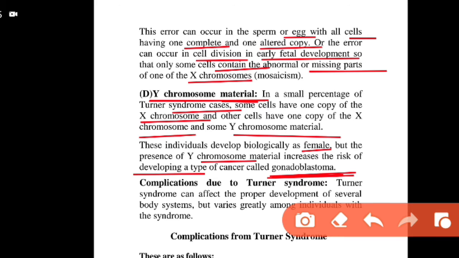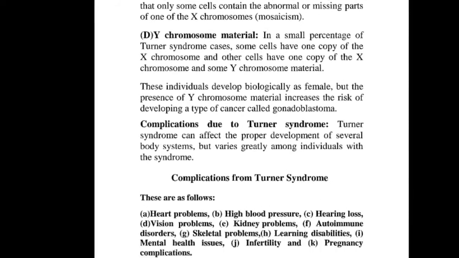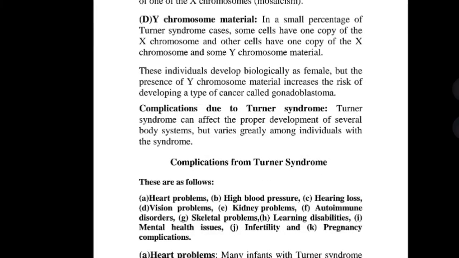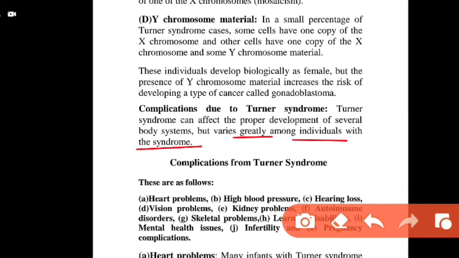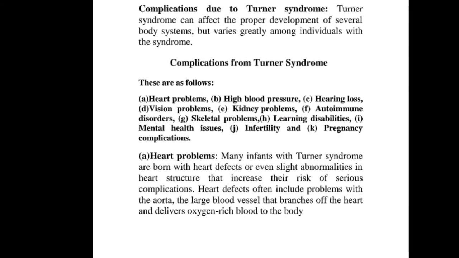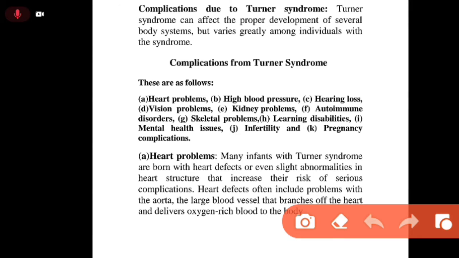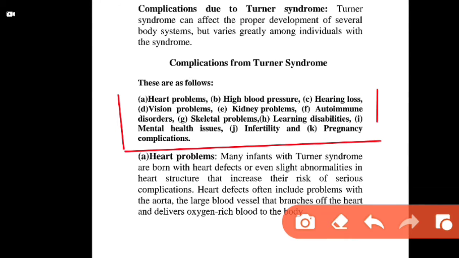Now, what are the complications due to Turner syndrome? Turner syndrome can affect the proper development of several body systems, but it varies greatly among individuals with the syndrome. So what are the abnormalities, what are the complications from Turner syndrome? We have divided them into 11 subtopics, which are as follows. The first is heart problems. These are the complications, students, from Turner syndrome.